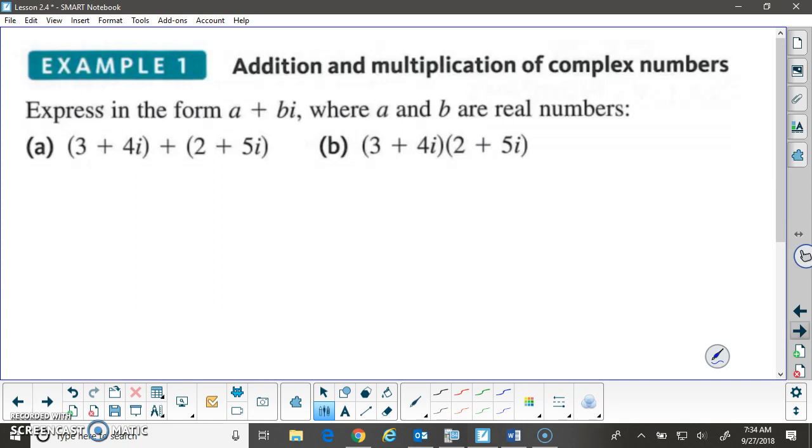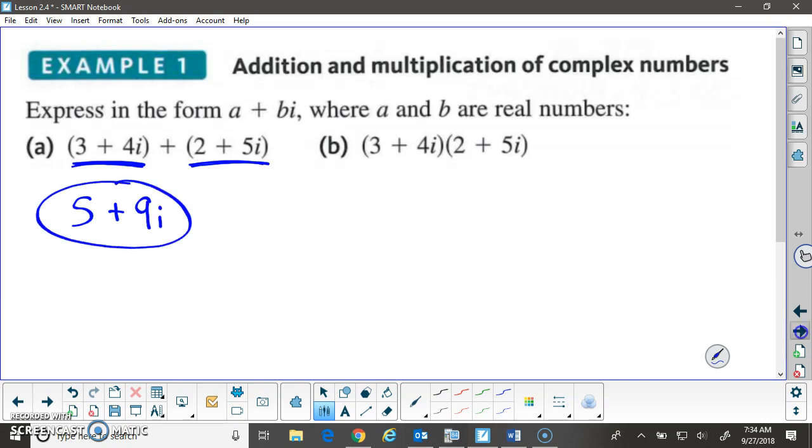We have to express in the form a plus bi, a complex number, where a and b are real numbers. So here they're just giving us two different complex numbers, and we just have to add them together. Well, that's just combining like terms. So the 3 plus the 2 would give us a 5. The 4i plus the 5i would give us a 9i. Really simple problem. We had two complex numbers. We added them together to get a new complex number.